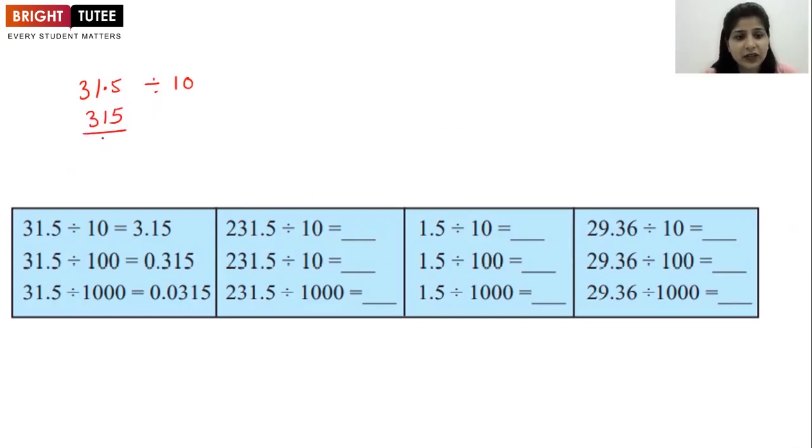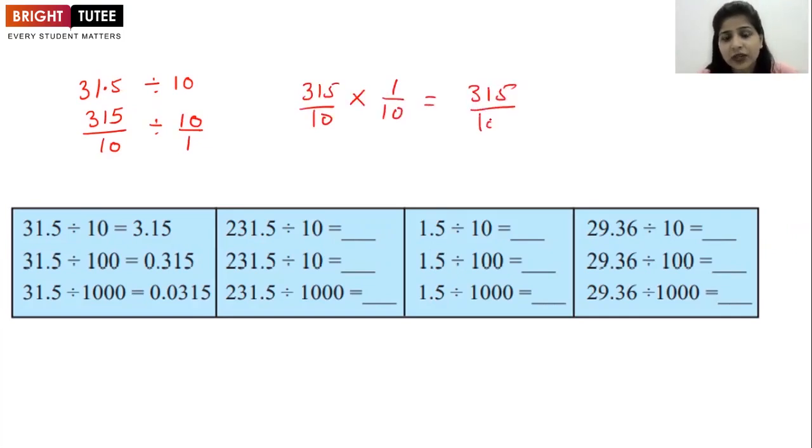Can I convert 31.5 to a fraction? Yes. Now division by 10, can I write it as 10 upon 1? Yes, we can write it. So 315 upon 10, division will change to multiplication. This we have done in multiplication of fractions, and 1 upon 10. So we'll get 315 upon 100. Now because there is 100 in the denominator, the decimal point will be after two places from the right, like this. So 3.15 is the answer.